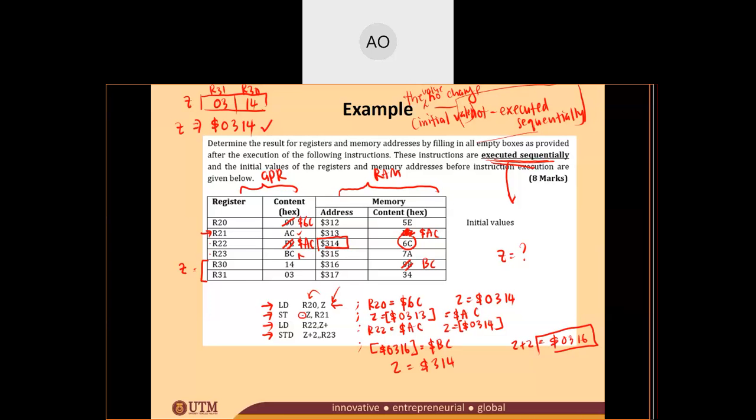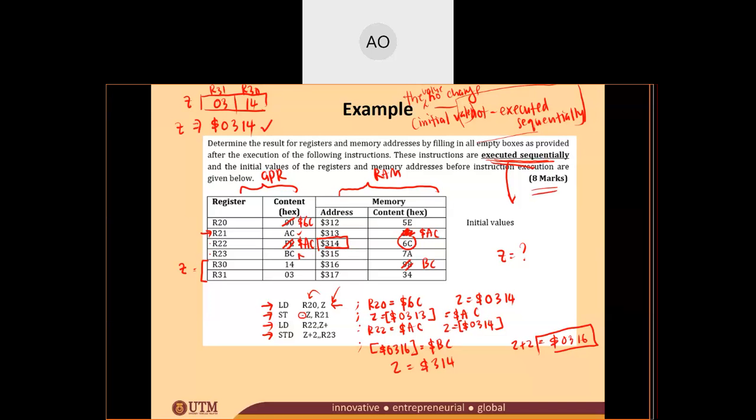So now you fill in the table. Okay, so R20 has 6C, R21, because this one has no change, you just put AC, and this one AC, this one BC, and your Z also, after you did all this process, your Z also has no change, so you just put 0314. At address 312 is 5E, 313 AC, 314 is 6C, 315 is 7A, 316 is BC, and 317 is 34. Okay, and then you get total 8 marks.